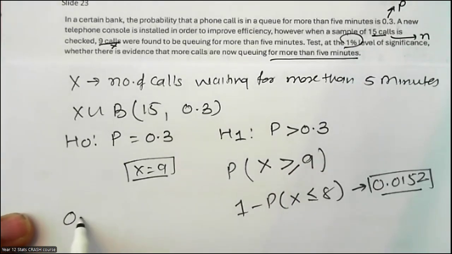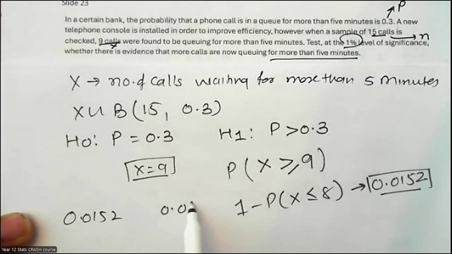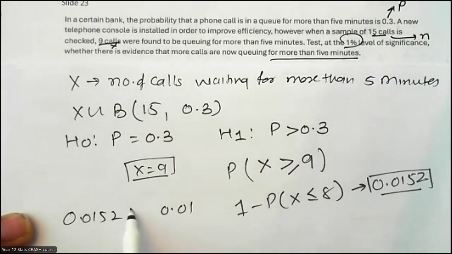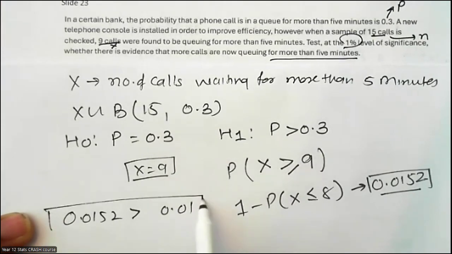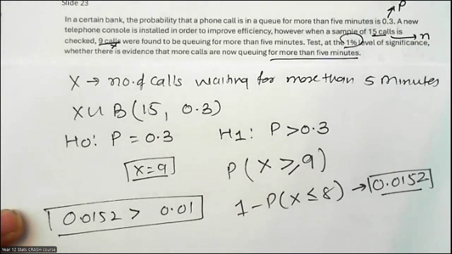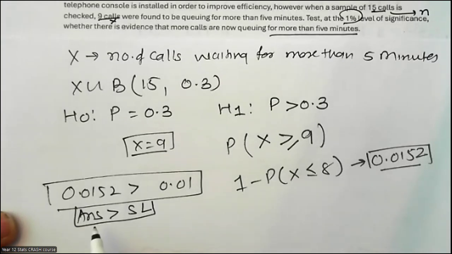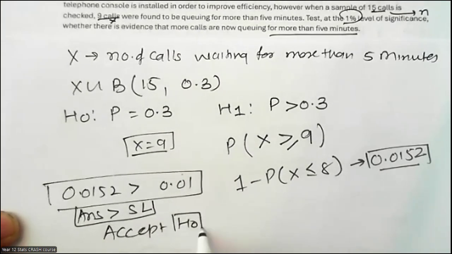I write down my answer is 0.0152, and this is 0.01. So my answer is greater than that. Okay, I will let you write that decision now. What happens? My answer is bigger than the significance level. That was the boundary we set. So the probability was more than that boundary. So what happened then? No big deal. That means we accept H0. Okay, so whatever was originally happening is fine.